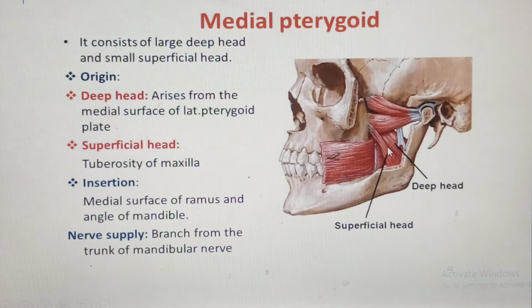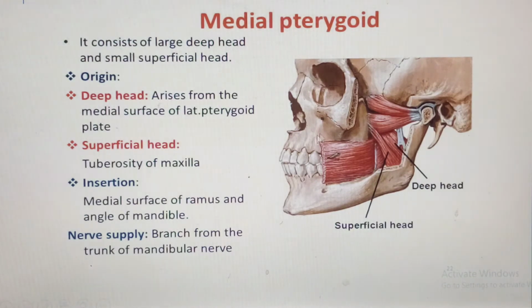Now this muscle has two heads, and for that matter, two origins. One of its heads is, of course, the superficial head. So let's look at the superficial head. The superficial head is coming from the maxillary tuberosity. But not only that, some fibers may also be coming from the pyramidal process of the palatine bone.